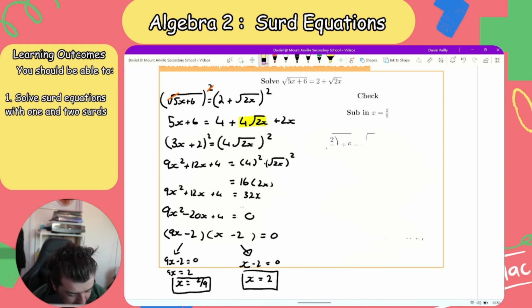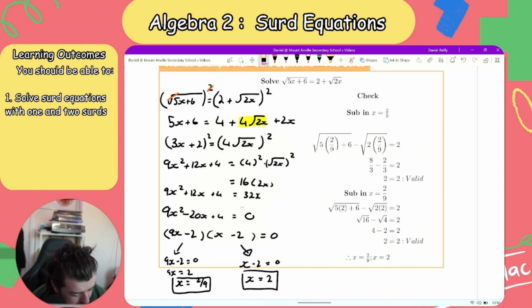So let's test out that solution now quick. So here it is. I sub in 2/9 into my original equation. So I have root of 5 times 2/9 plus 6, minus root 2 times 2/9 equals 2. Check it out. 2 is equal to 2. That is valid. That worked out.